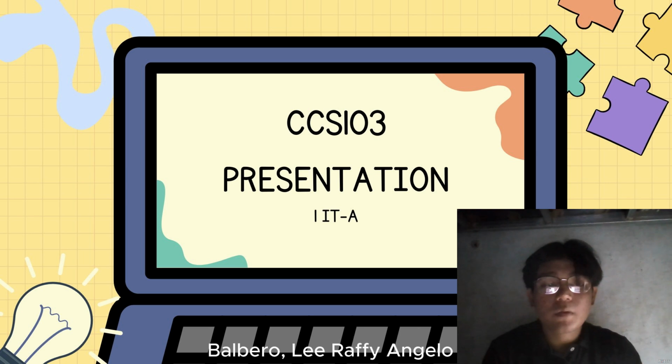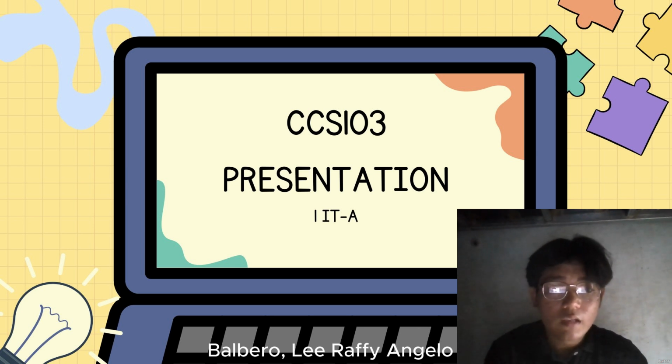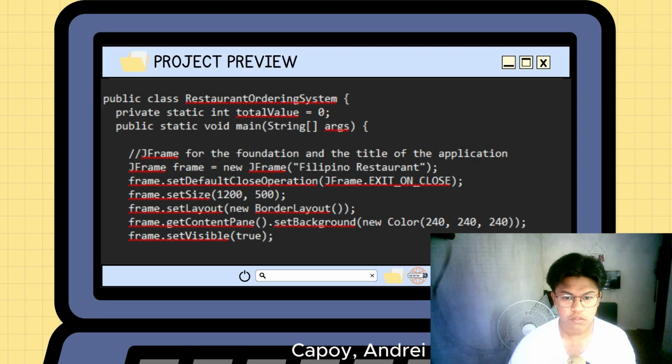The system also includes a payment processing feature, which calculates the total bill, accepts cash input, and generates a receipt with the correct change. Our system is built using Java Swing, and this user-friendly interface ensures a smooth experience for both customers and staff, reducing errors and improving efficiency. Now let's proceed to the front-end explanation of our restaurant system.